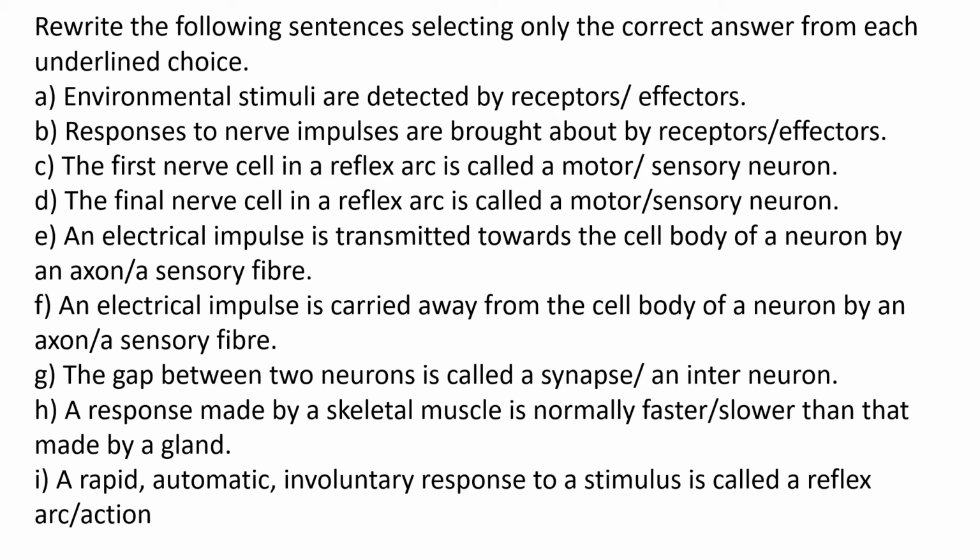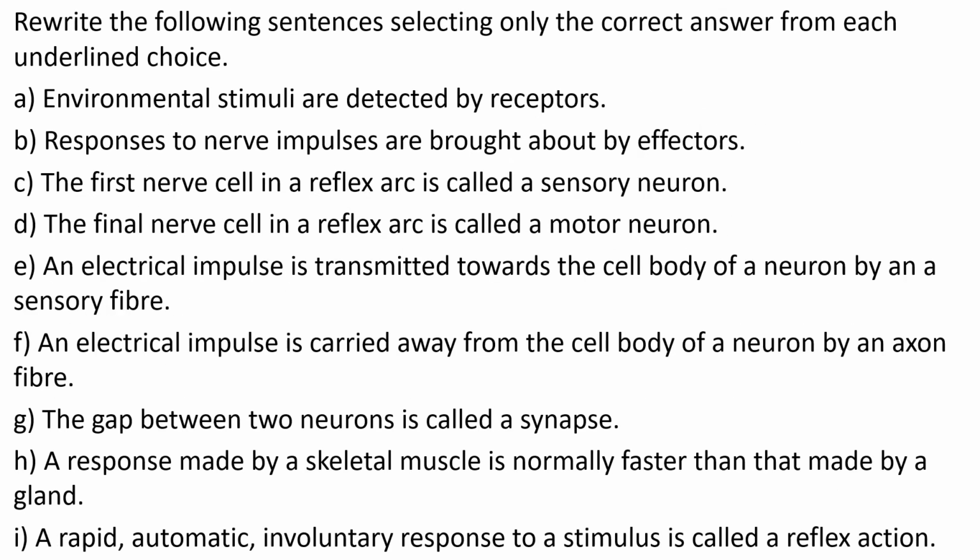So the answers are: the environment stimuli are detected by receptors. Responses to nerve impulses are brought about by effectors. The first nerve cell in a reflex arc is called a sensory neuron. The final nerve in a reflex arc is called a motor neuron.